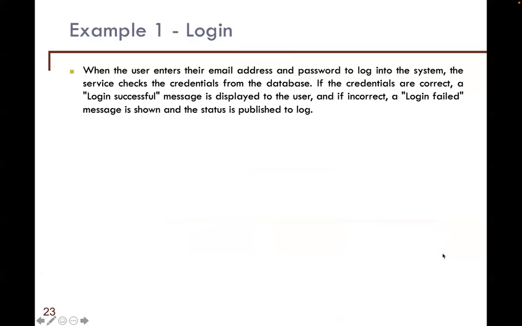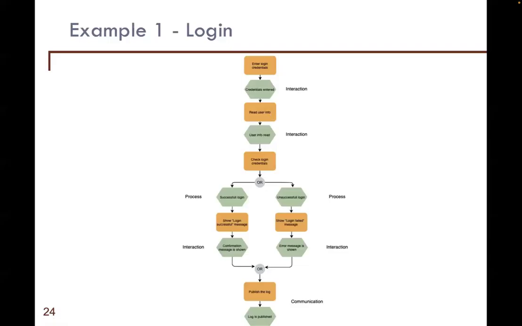So let me show you how we use this approach, how we count based on this. This is a simple login example. When the user enters their email address and password to log into the system, the service checks the credentials from the database. If the credentials are correct, a login successful message is displayed to the user. And if incorrect, a login failed message is shown and the status is published to the log. So this is a very easy login kind of use case.